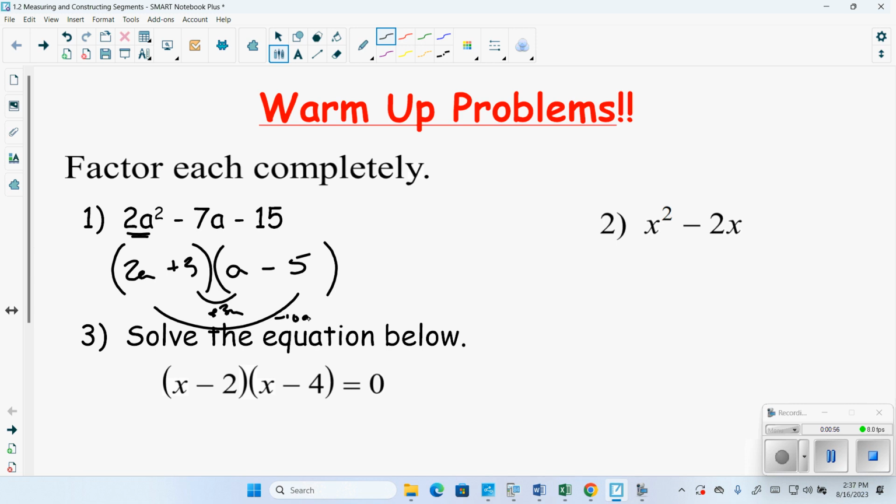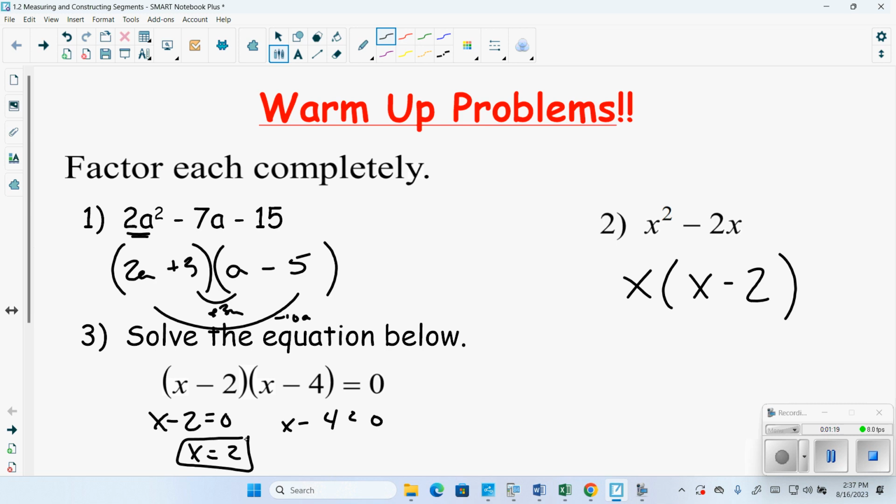The next one, GCF. I can take an x away from both, and then what's left inside the parentheses is what remains after you take away that x. And then the last one, how do you solve problems that have been factored? Once you have it in factored form, it's a matter of setting the parentheses equal to 0. And so I get x equals 2 for the first parenthesis, and I get x equals 4 for the second.